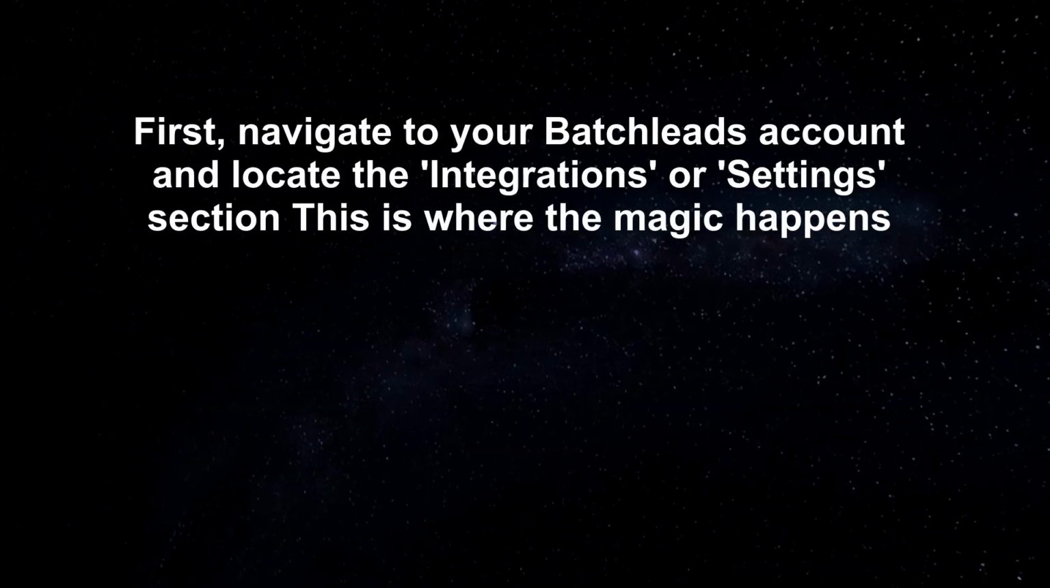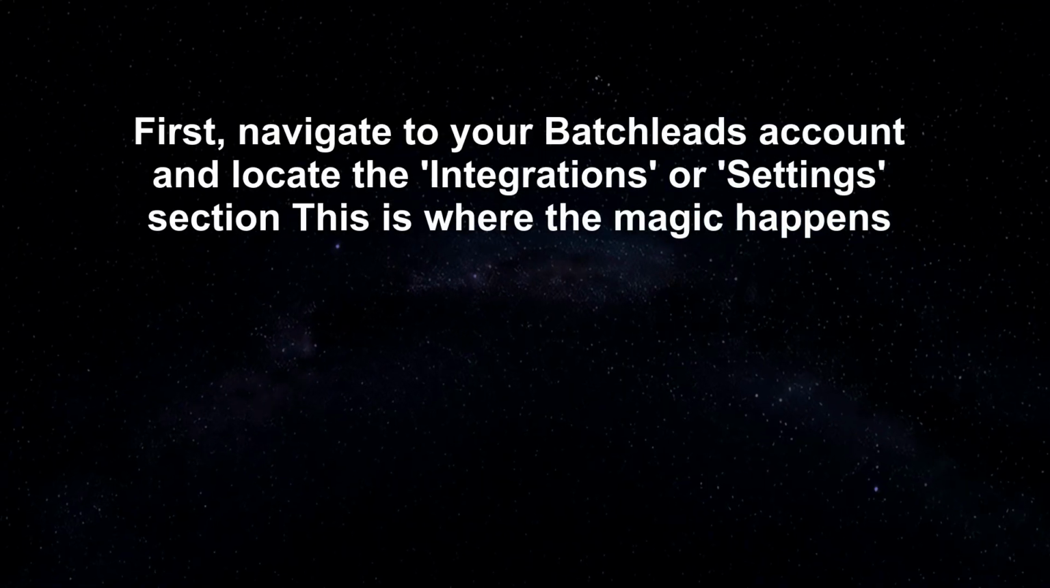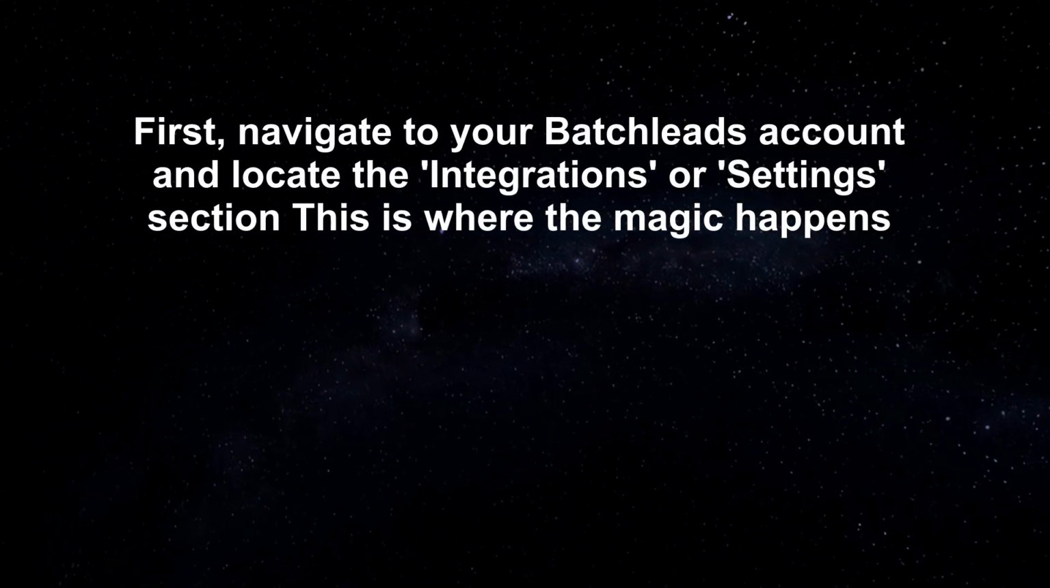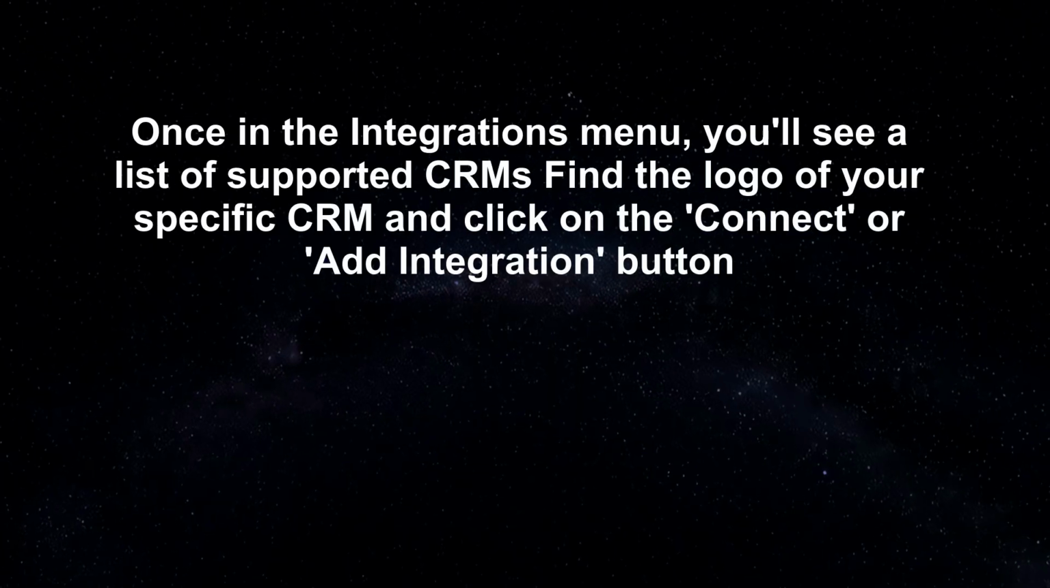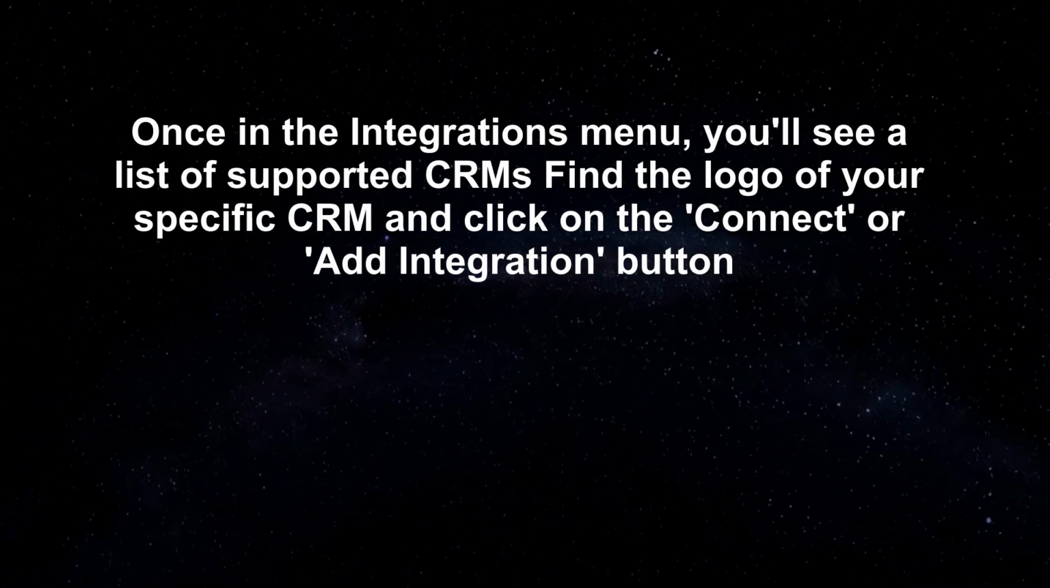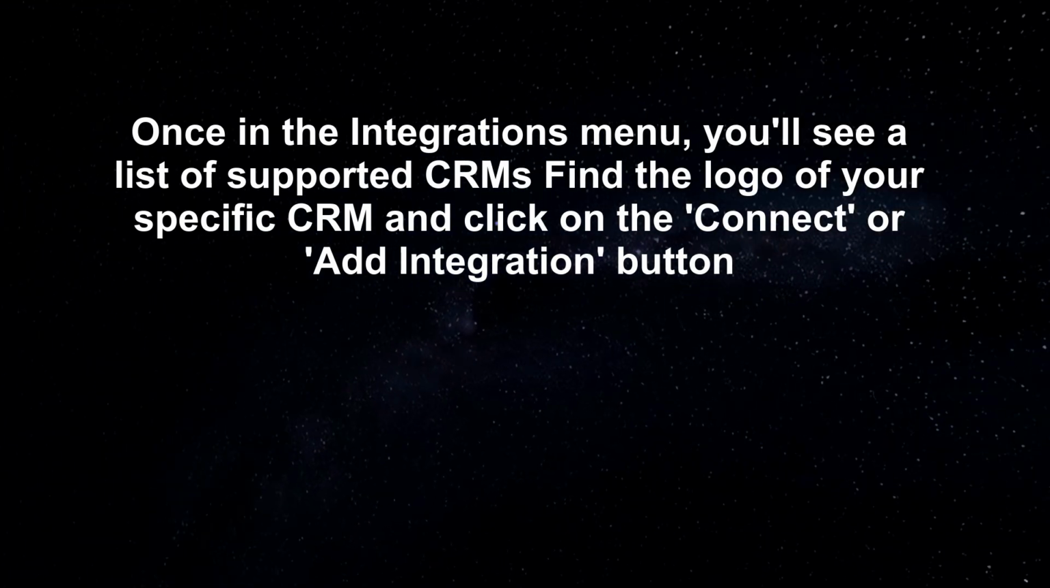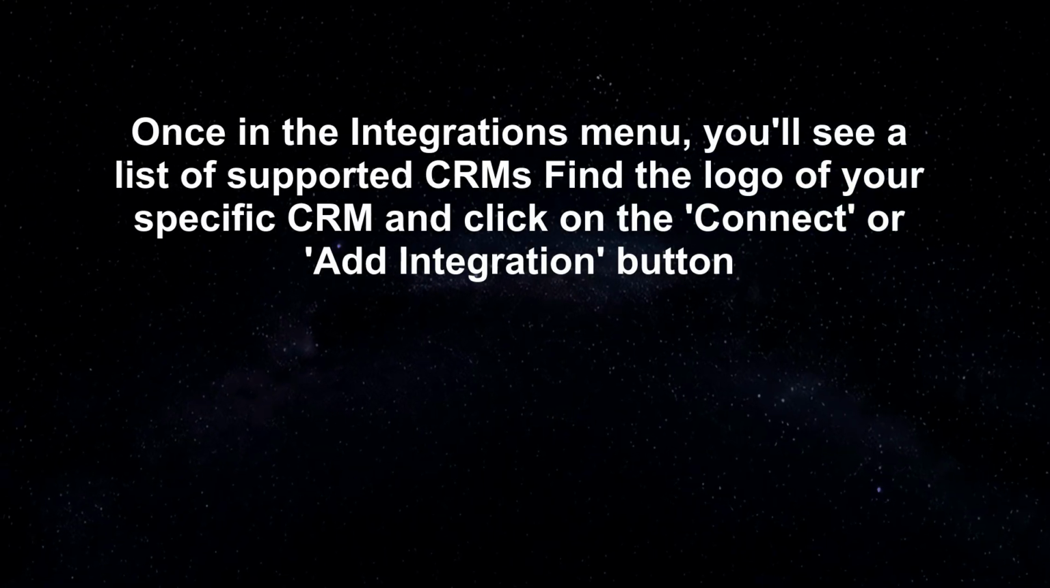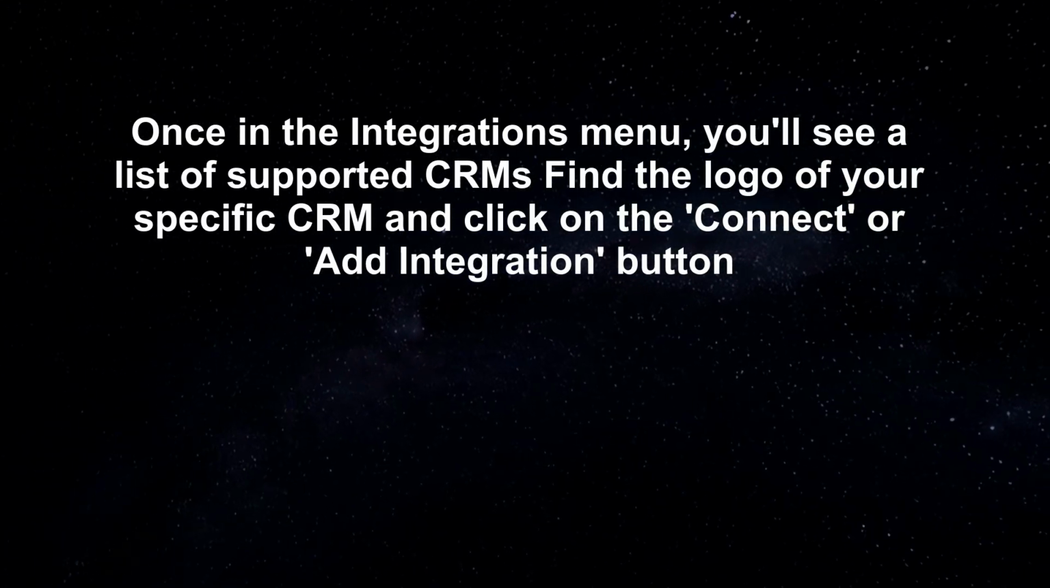First, navigate to your Batchleads account and locate the Integrations or Settings section. This is where the magic happens. Once in the Integrations menu, you'll see a list of supported CRMs. Find the logo of your specific CRM and click on the Connect or Add Integration button.